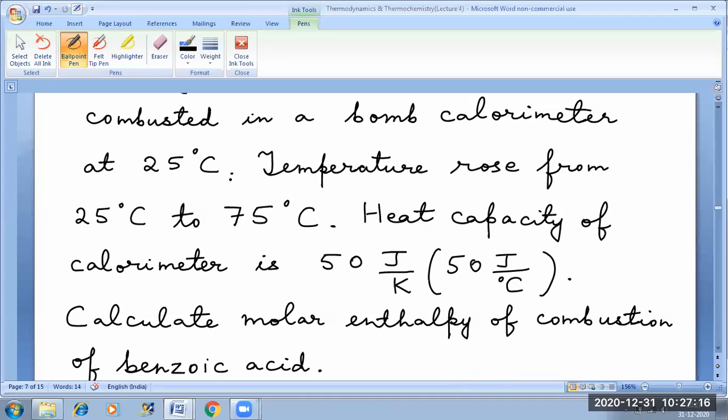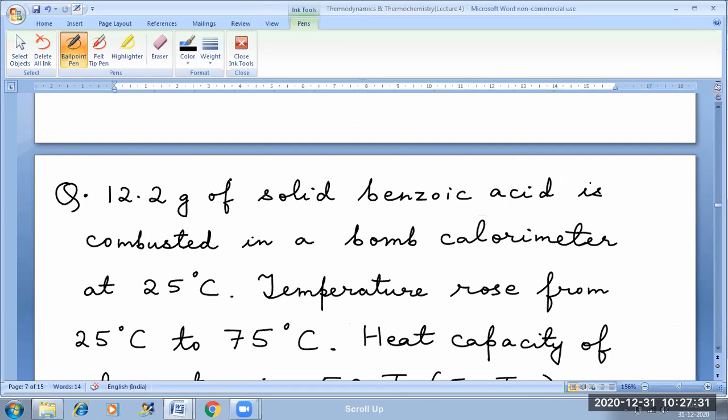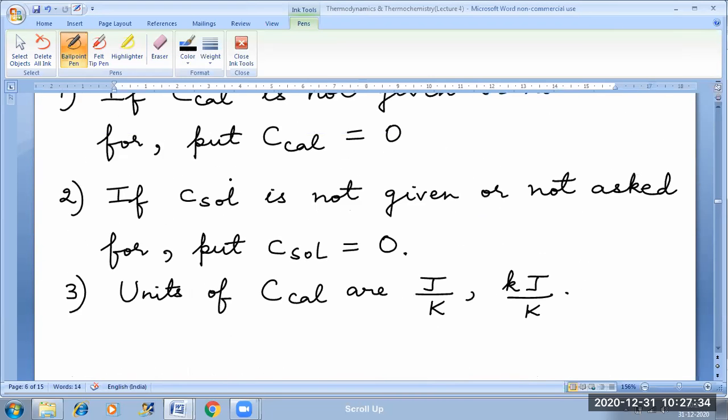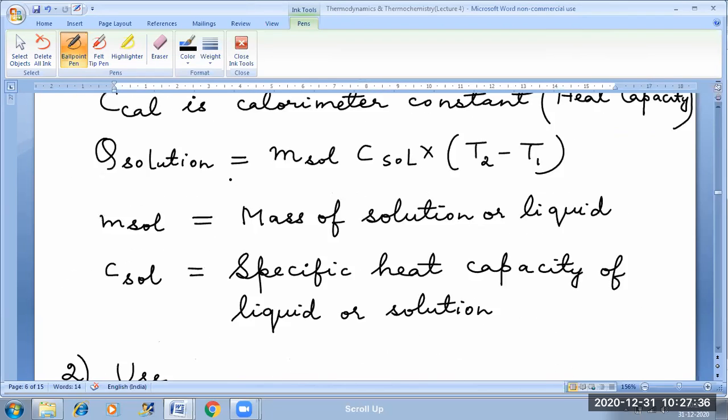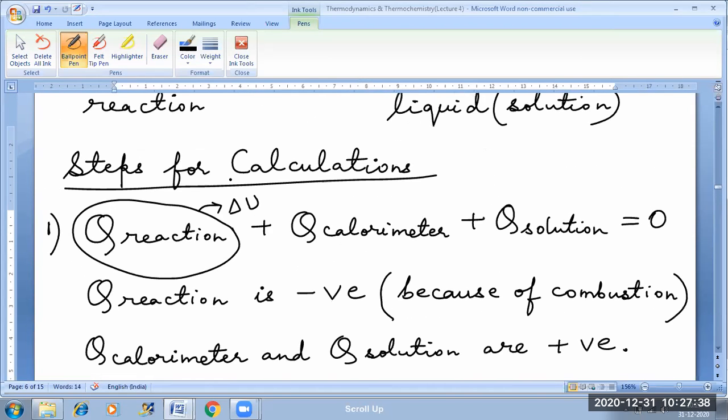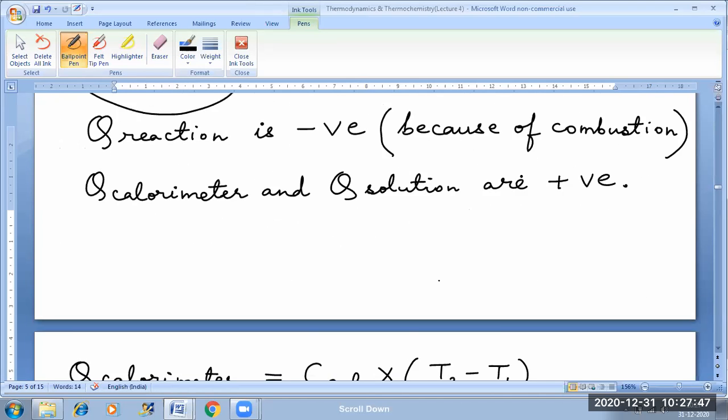Calculate the molar enthalpy of combustion of benzoic acid. Fine. Enthalpy has been asked. That means we have to use delta H. Enthalpy is H, so molar enthalpy of combustion will be delta H. Molar means for 1 mole. But before that, I need to use the equations pertaining to the calorimeter calculations. So this is the first thing which I have to use. That is this formula. So I will use this formula.